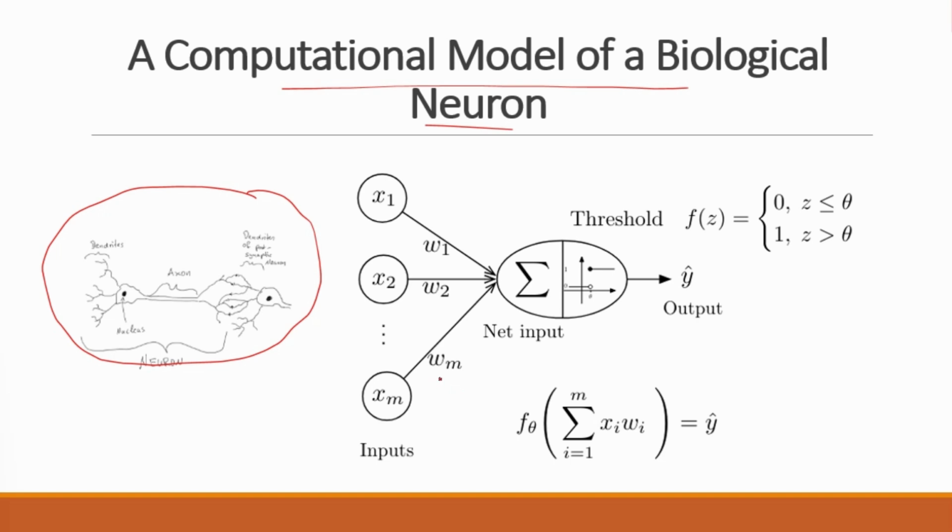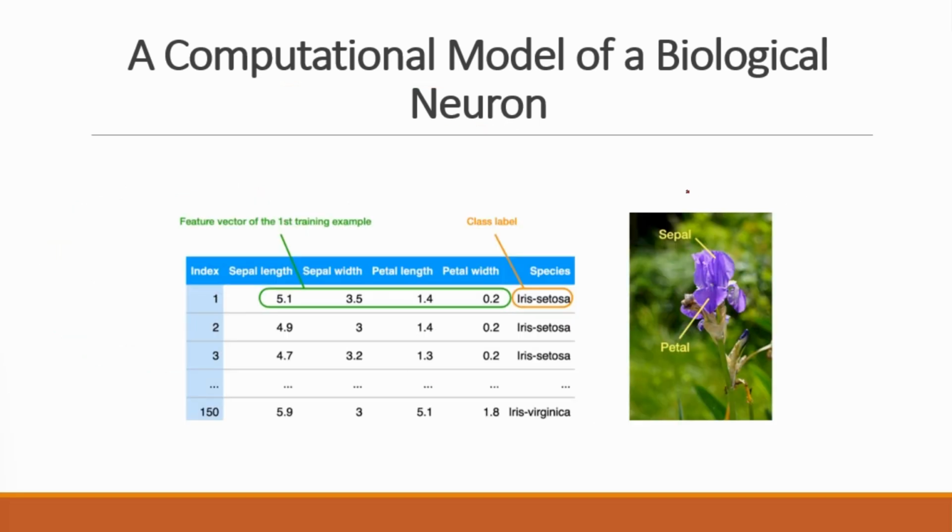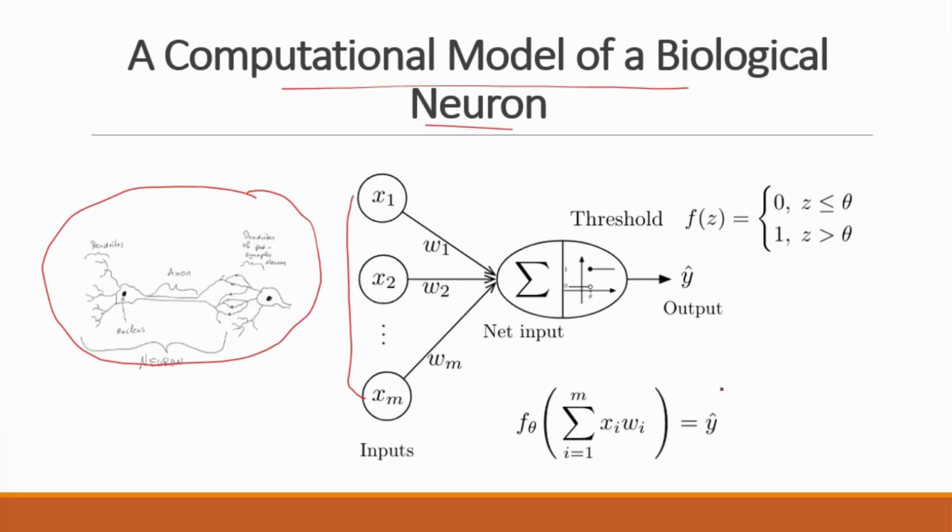What we have here are the inputs x1 to xm, and you can think of it as a feature vector. For example, if you think back to the iris dataset, it was a tabular dataset where we had sepal length, sepal width, petal length, petal width, the 4 features, and then we had a number of training examples 1, 2, 3, 4 and so forth. And in this case we had m features where m equals 4. So here is x1 up to xm.